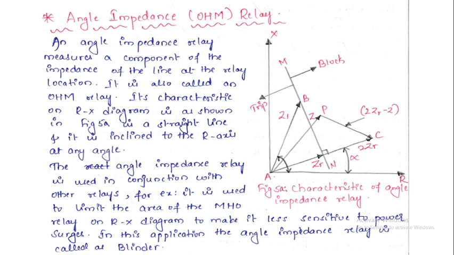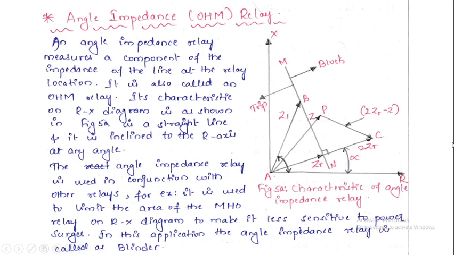It is also called an Ohm relay, because it measures the angle of the impedance. An angle impedance relay measures a component of the impedance of the line at the relay location. As and where we place the relay, at that particular location it is going to measure the angle of the impedance. Its characteristic on the RX diagram is shown in figure 5a, which is a straight line inclined to the R axis at any angle.